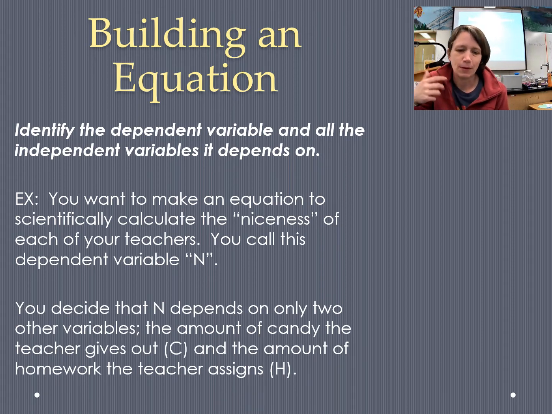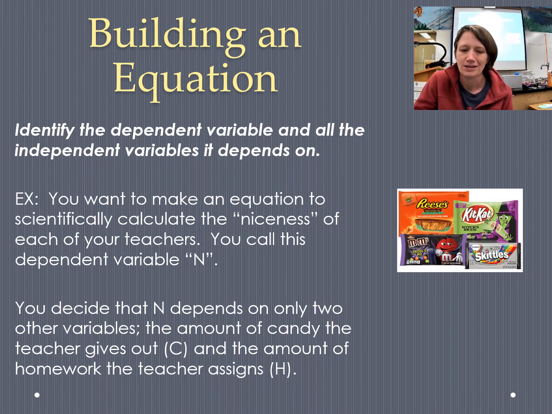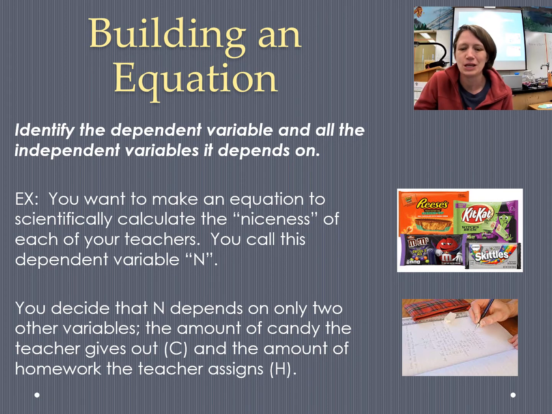And when you first think about it, you say, what do I care about in a teacher? Well, there's only two things I really care about in class. I'm going to decide that niceness depends on, number one, the amount of candy the teacher gives out, and number two, the amount of homework the teacher assigns. And those are the only two things that you think are going to be relevant when calculating n. So you've done the first step: you've identified the dependent variable and all of the independent variables that variable depends on.